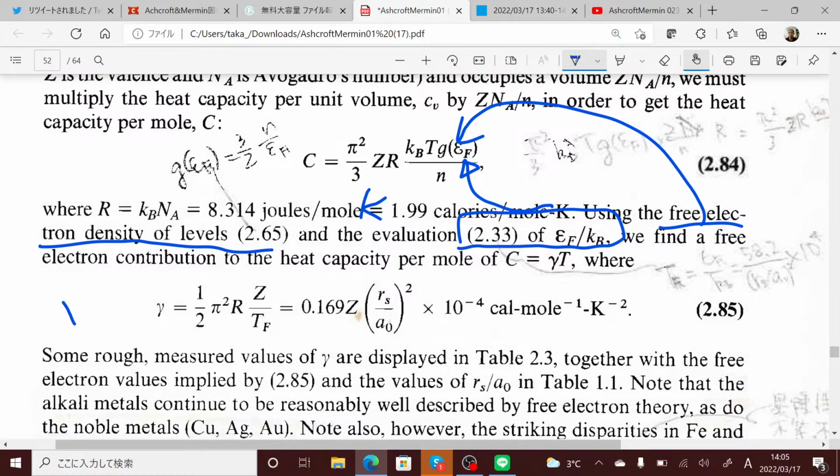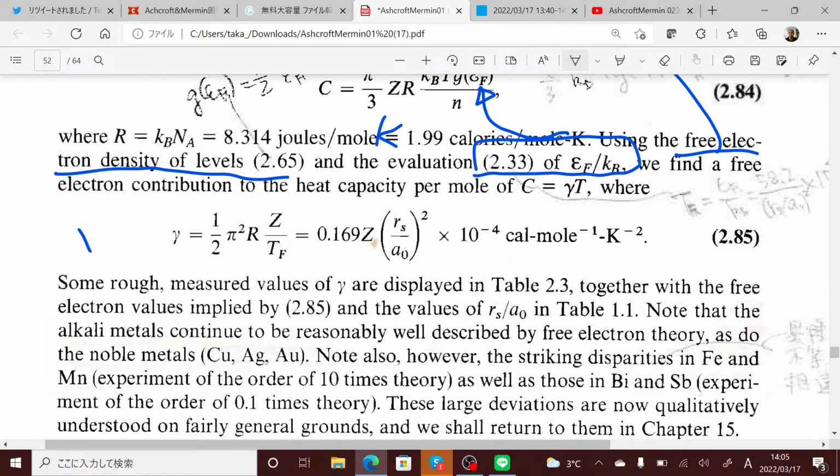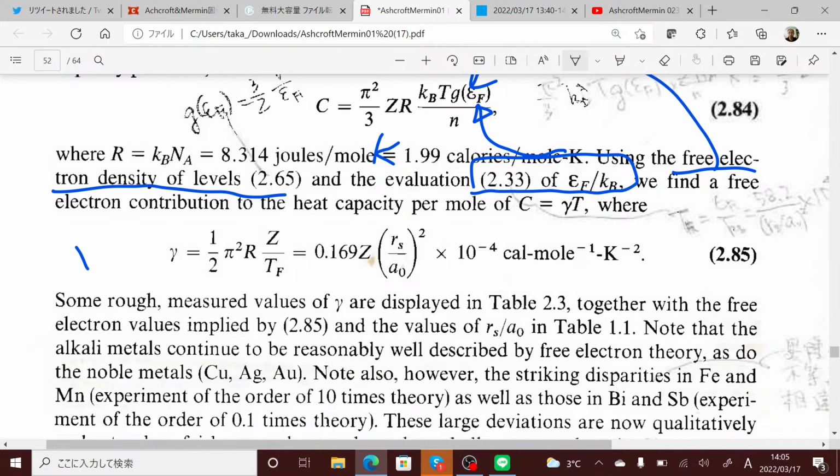Then gamma, where gamma is one third pi squared R. I don't think I will work it out. I think this derivation is not difficult, so I can just accept the result.